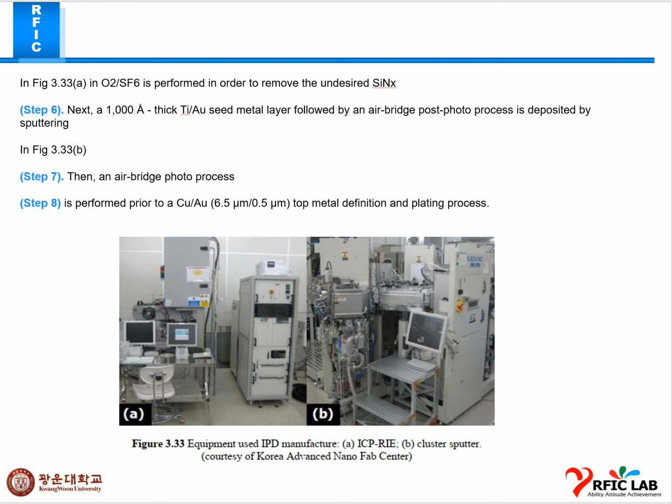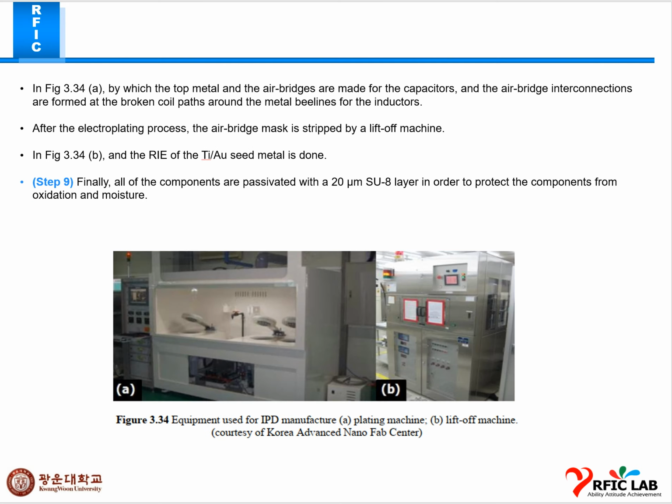Then the seventh step is the air bridge photo process, and the eighth step is performed prior to the Cu-Au 6.5 plus 0.5 micrometer top metal definition and plating process. After this, here is the equipment for IPD manufacture. The first figure is about the plating machine, the second figure is about the lift off machine.